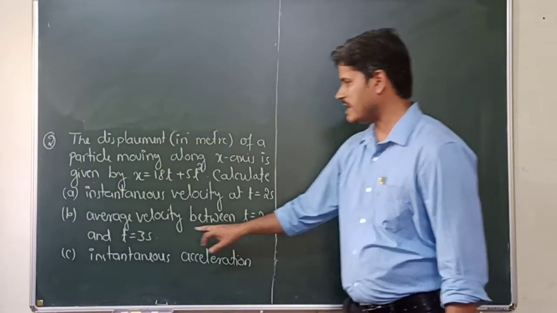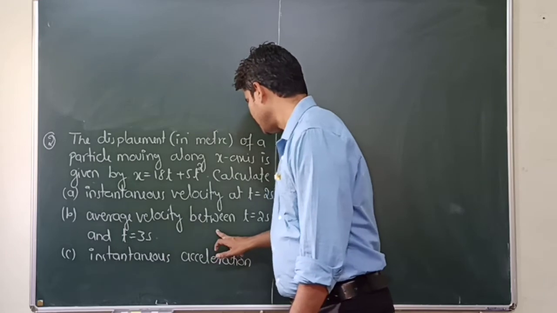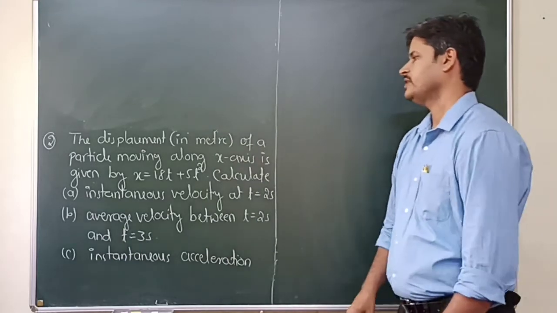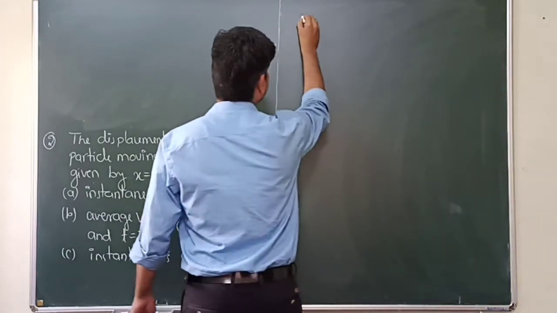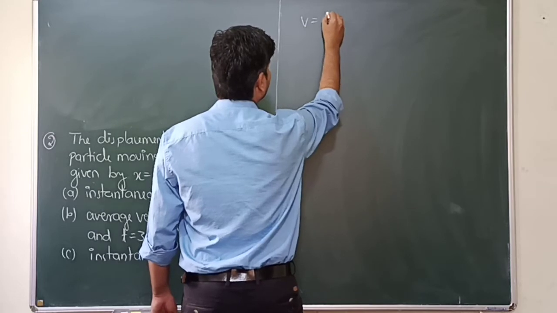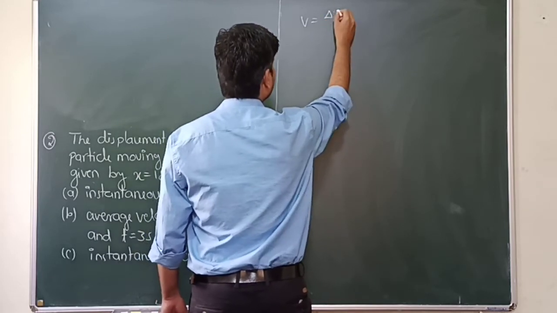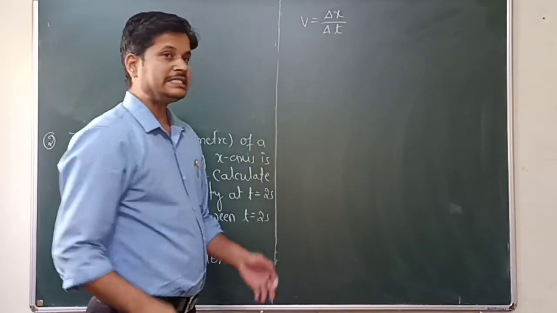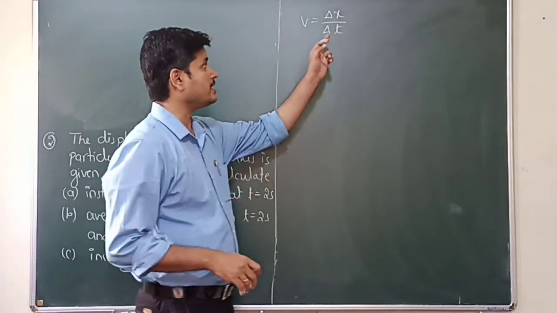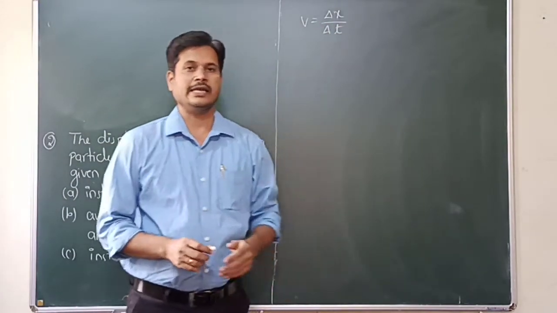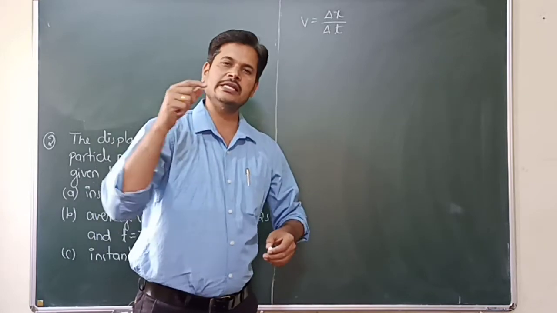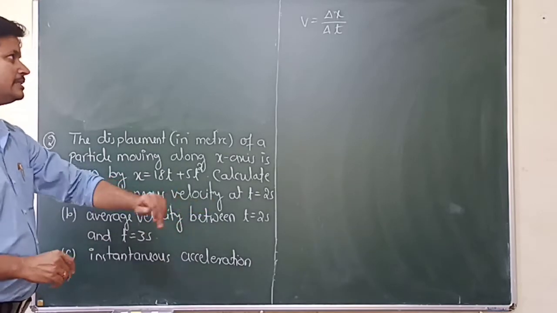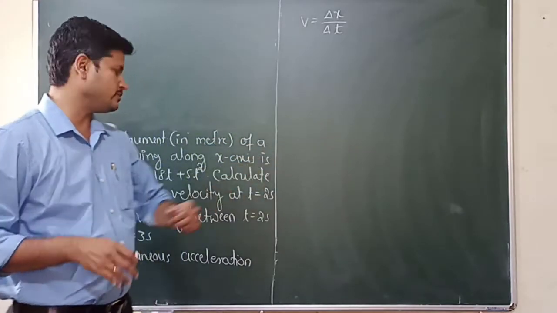Next, he is asking to calculate average velocity between t equals 2 seconds and t equals 3 seconds. That means average velocity v is equal to delta x divided by delta t. This change is very large. Therefore, I have taken delta x divided by delta t. Instantaneous means at a particular instant of time, but here what he is asking is the average velocity. That means the displacement is very large.